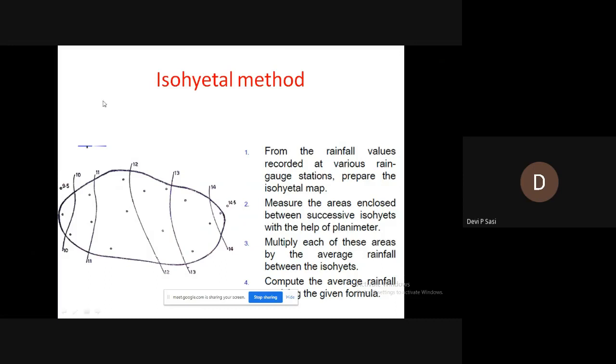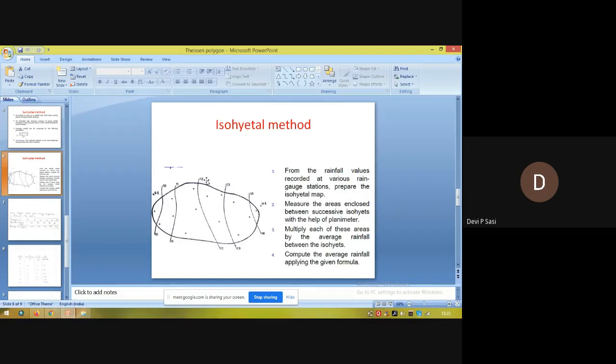Now let us see the third isohyet. You can see a value of 12. If you consider any point along this line, the rainfall value will be 12. Now see the fourth isohyet, with the value of 13. If you consider any point along this line, the rainfall value will be 13. And the last one is 14.